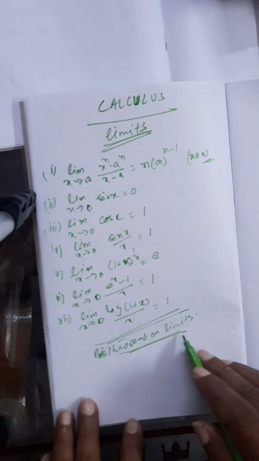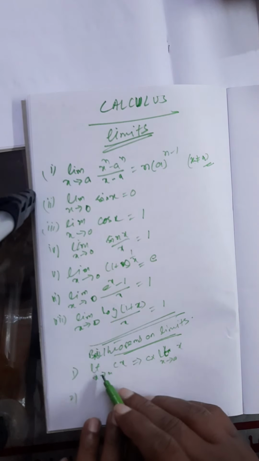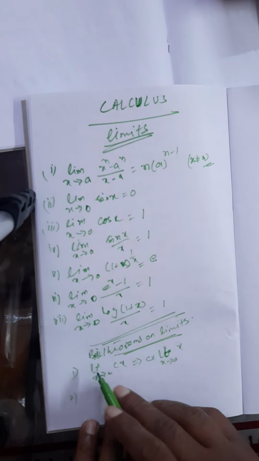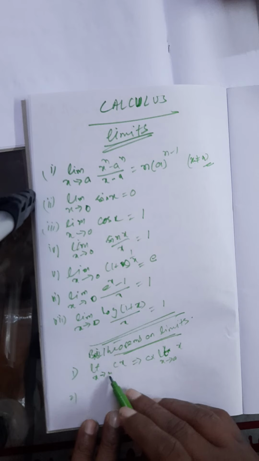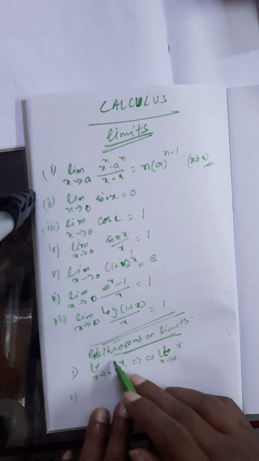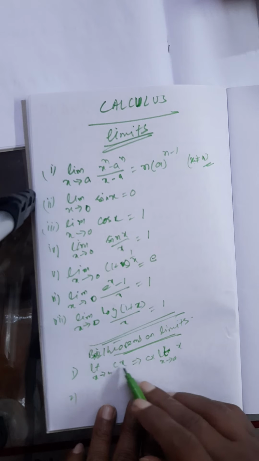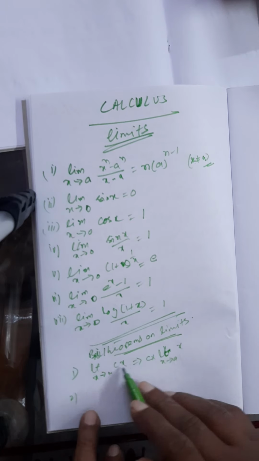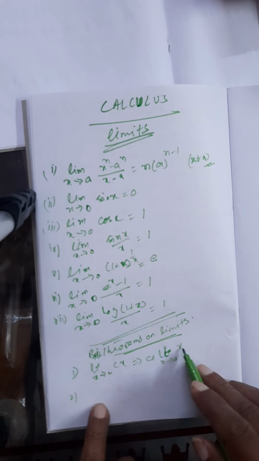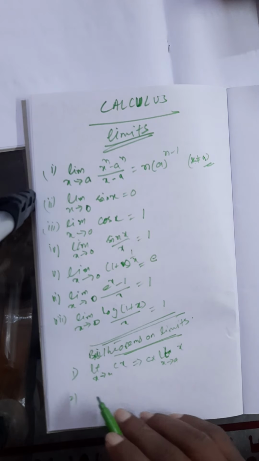Now, basic theorems on limits. Here limit, we are writing lim or LT. Limit x tends to a of Cx, where C is a constant, so we can separate the constant. It is in product form. So, constant into limit x tends to a of x. Just separate the function of x and the constant, so it does not affect the constant.